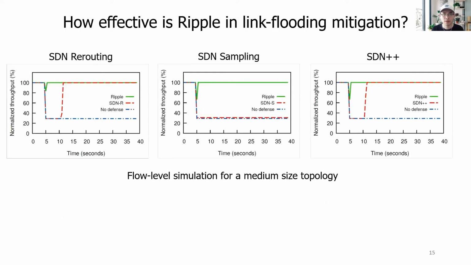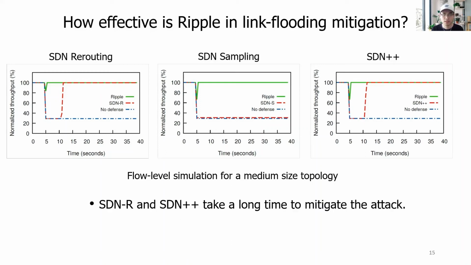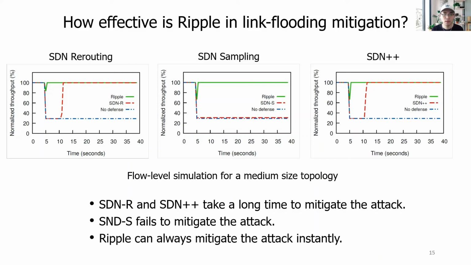We first evaluate the effectiveness of repo in link flooding mitigation. Here we show the result of flow-level simulation for a medium-sized topology. From left to right, we show the normalized throughput of repo compared to different SDN baselines. As we can see, SDN routing and SDN++ take a longer time to mitigate the attack. SDN sampling fails to mitigate the attack. This is because the central controller can only sample a very small portion of traffic, which means it will miss most of the malicious traffic. But repo can always mitigate the attack instantly.